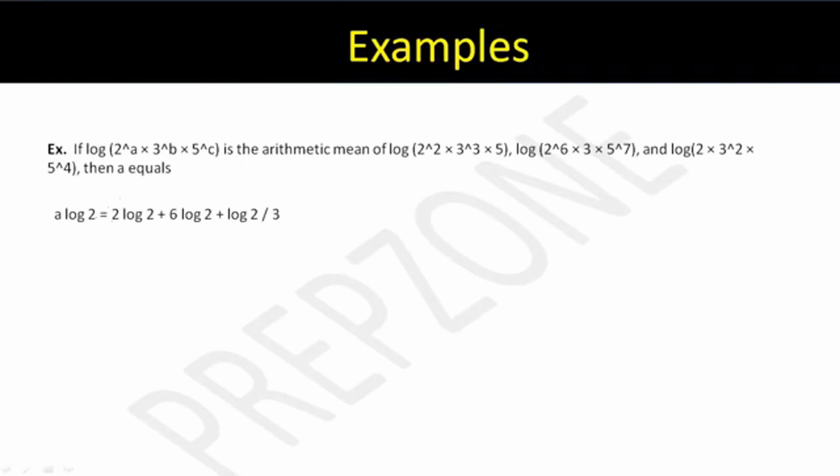A log 2 will be equal to this. Log 2 will get cancelled. Or we can directly visualize that A has to be equal to (2 plus 6 plus 1) by 3, which is 9 by 3, equal to 3. So the answer is 3. That's it. Let's move ahead.